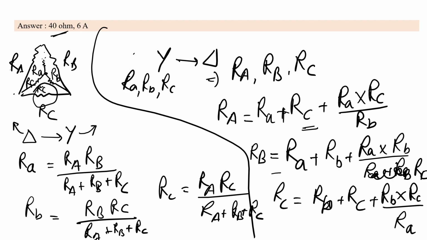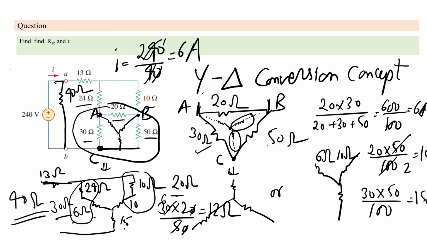So if you see for the star to delta conversion, small RA, small RB, small RC convert to delta, capital RA, capital RB, capital RC. So it will come out to be RA is equal to small RA plus small RB plus RA RC divided by RB. Same with RB: RA plus RB plus RA RB divided by RC. Same for capital RC: RB plus RC plus RB RC divided by RA. So this is the methodology to be followed for the conversion from delta to star.